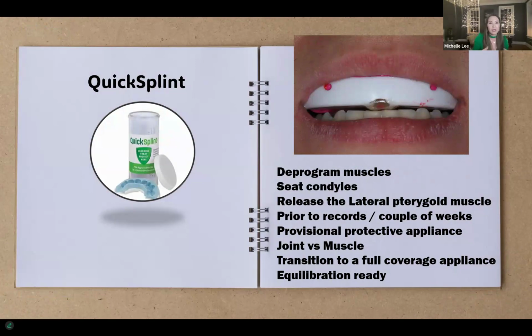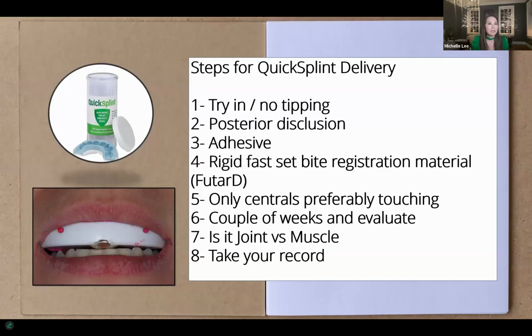You can use it prior to records. In a couple of weeks, the patient can come back and you can take the record. It's also a provisional protective appliance. You can diagnose whether it's joint versus muscle, and we briefly touched on that earlier. And you can transition this appliance to a full coverage appliance if you need to. And the patient is equilibration ready, or the bite harmonizing procedure, as I called it. So steps for quick splint delivery. These are 8 steps here.